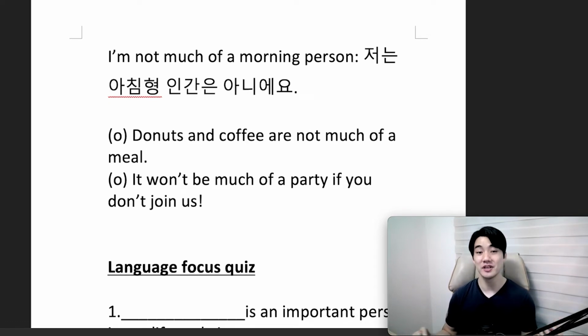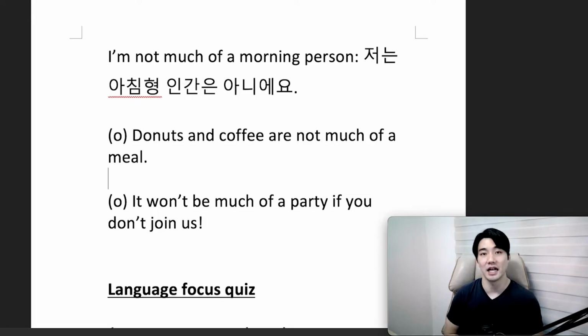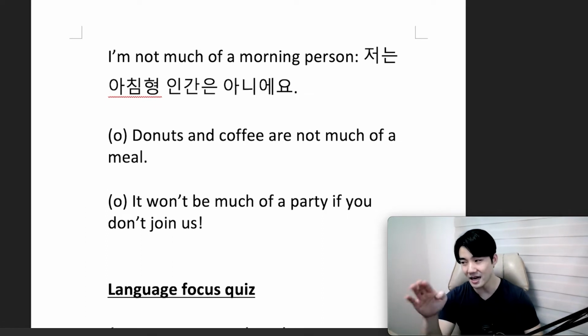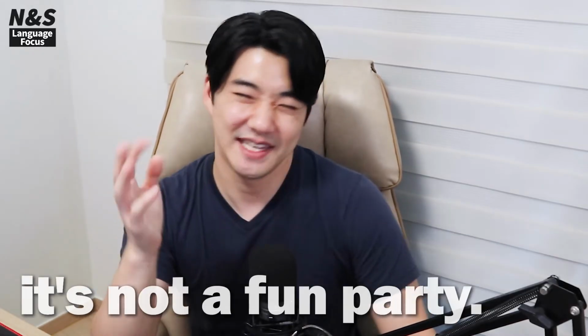맛있는데 그냥 먹을 수 있지만 도넛만 먹으면 에너지가 별로인가 봐요. 그래서 it's not much of a meal. A good meal, bacon, egg, toast 그런 거 생각해요. 근데 도넛 커피 매일 먹으면 건강 안 좋아요. The next one, it won't be much of a party if you didn't join us. 너는 우리와 함께 하지 않는다면 대단한 파티가 아닐 것 같아요. If you don't come to the party with us, it's not a fun party.